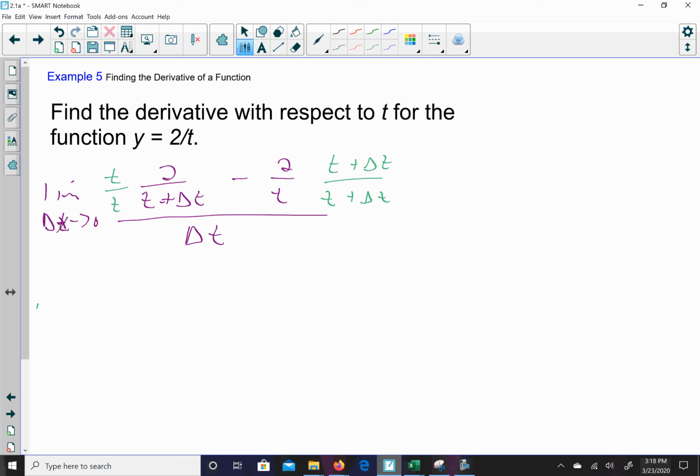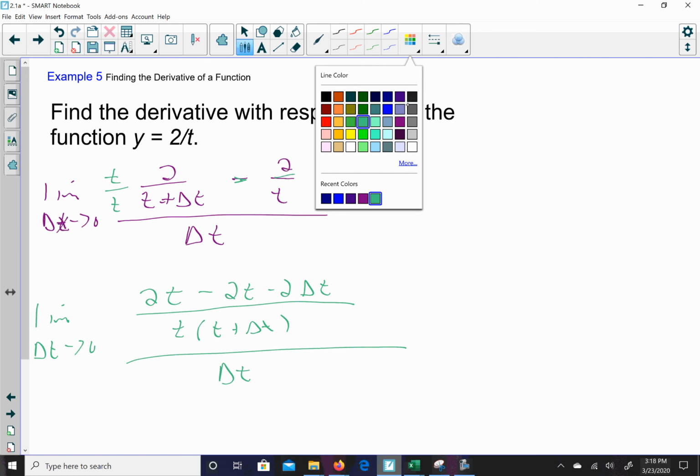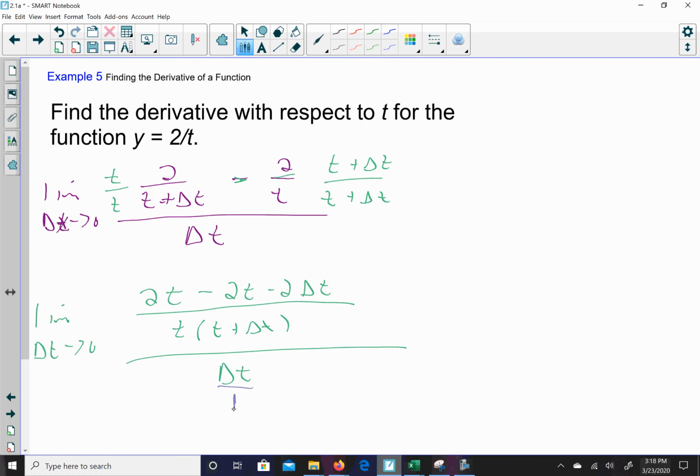When I do the first one, I'm still taking the limit as delta t approaches 0. Distributing my 2, I'm going to have 2t. Distributing this negative 2, I'm going to have minus 2t minus 2 delta t. This is all over my common denominator, which is t times t plus delta t. And this is all over delta t. Just refreshing your memory, this over delta t is understood to be over 1, right? So now I have this fraction divided by this fraction. So I can take this fraction and multiply it by the reciprocal, which would be 1 over delta t. And that's what I'm going to do.